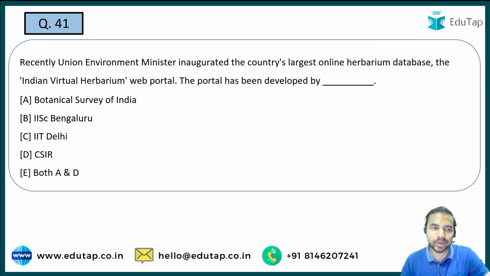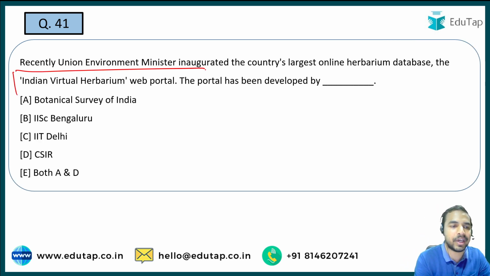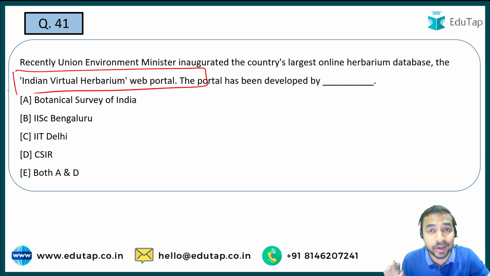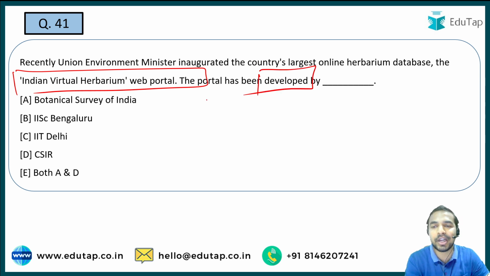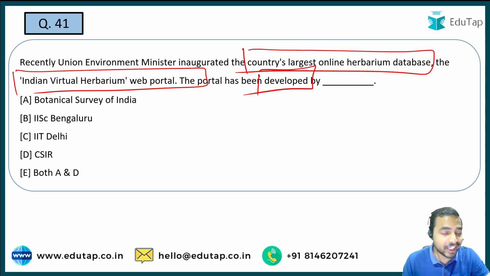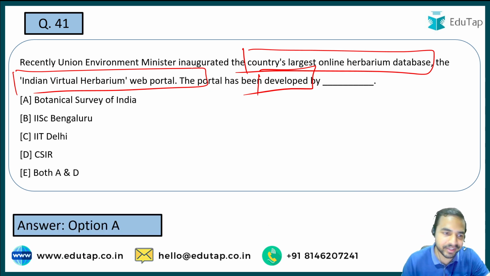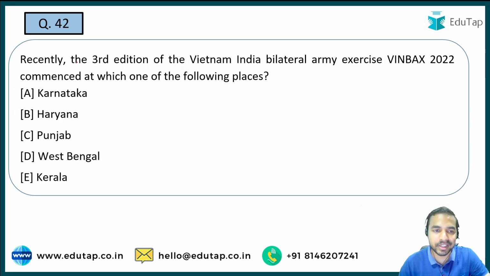Moving on to the next question. So guys, the next question is on a web portal, the Indian Virtual Herbarium web portal. You are just required to tell me the name of the organization which has developed this particular portal. So guys, this is basically the country's largest online herbarium database, and that is why it is important to be remembered. And guys, here the right answer is Botanical Survey of India. That is option A is the right answer. Let's move on to the next question.